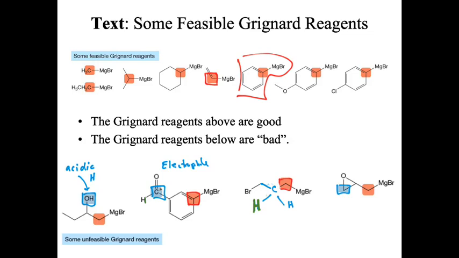What's bad to have in your Grignard reagents? Secondary electrophiles and acidic hydrogens. Is that hydrogen acidic? Yeah? Why? Because the bromine's a good leaving group. We'd run an elimination reaction. Okay? So we do have acidic hydrogens here.